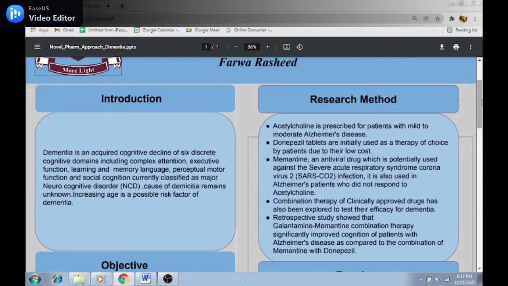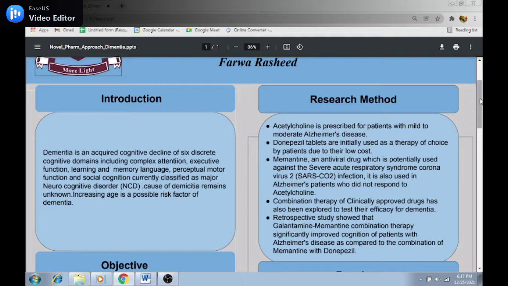Donepezil tablets are initially used as a choice of therapy because they have low cost. Memantine, which is an antiviral drug, has potential interest for the treatment of SARS-CoV-2 infection, and is also used in Alzheimer's patients and dementia patients who didn't respond to acetylcholinesterase inhibitors. Combination therapy of approved drugs has been explored for high efficacy in dementia treatment.